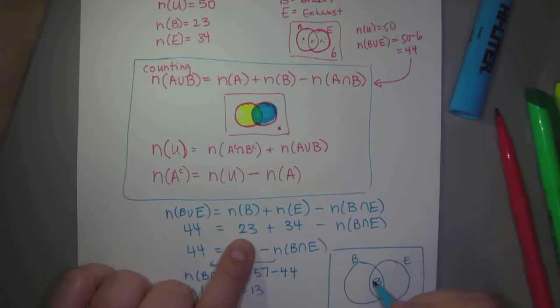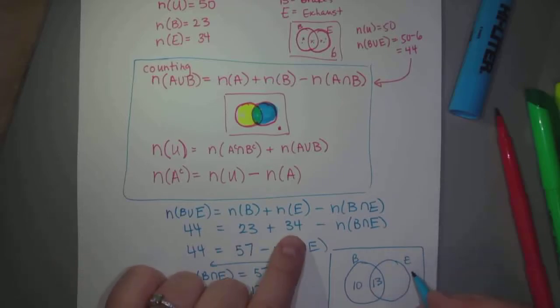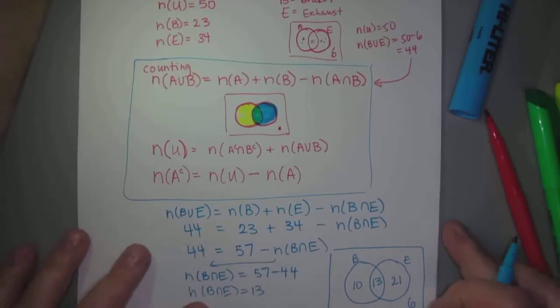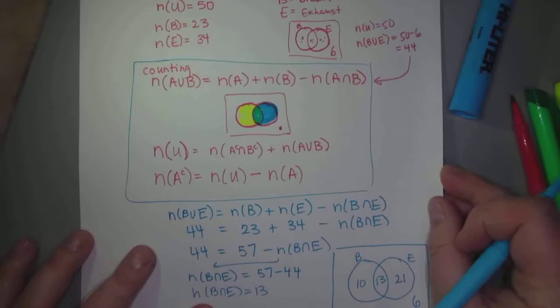The number in B was 23, so that whole circle has to add up to 23, so we're missing 10. Now 10 plus 13 is 23. This circle has to add up to 34, so we are missing 21. 13 plus 21 is 34. And the whole thing has to add up to 50, but we were actually told this 6. And now we can answer any questions.